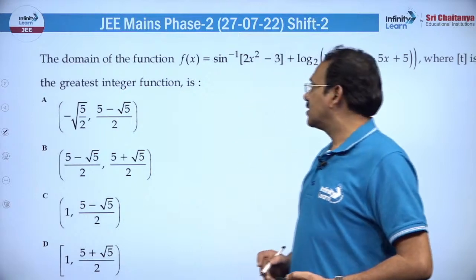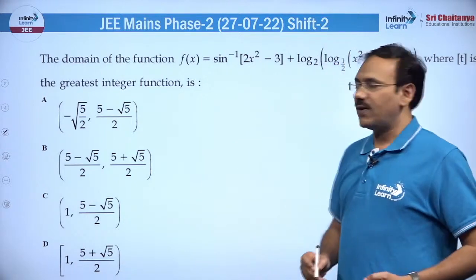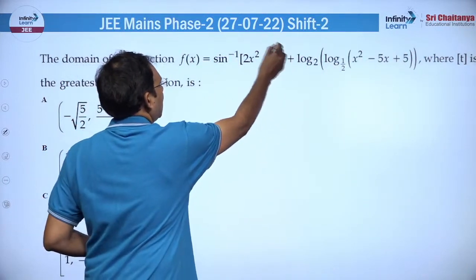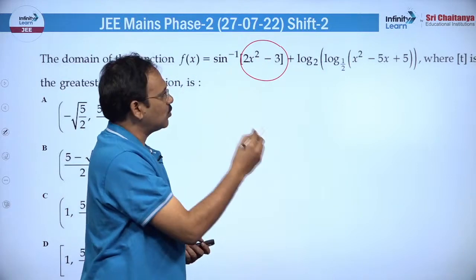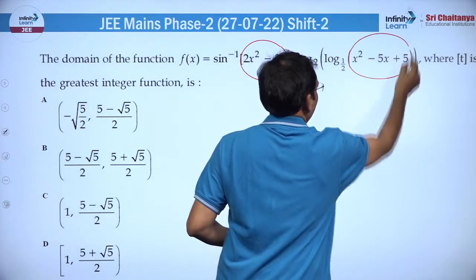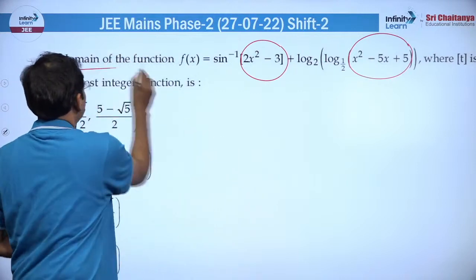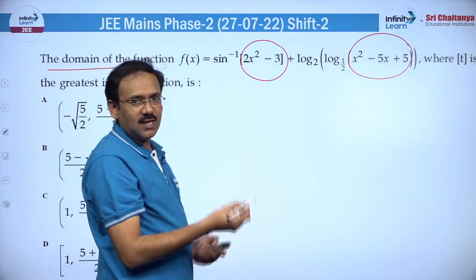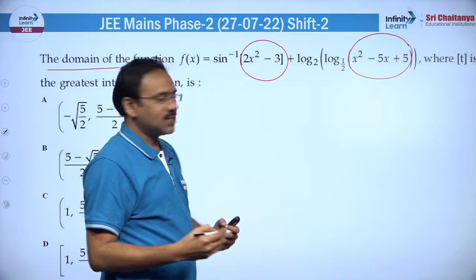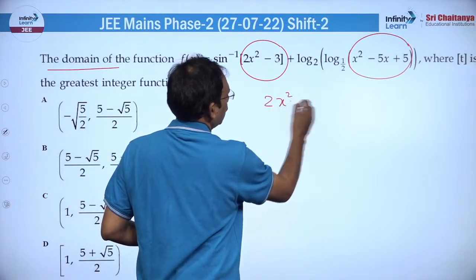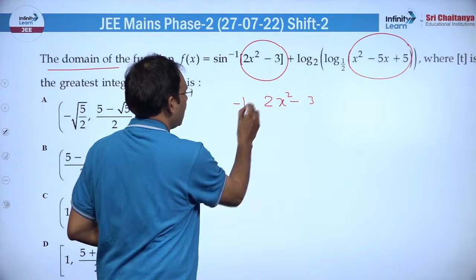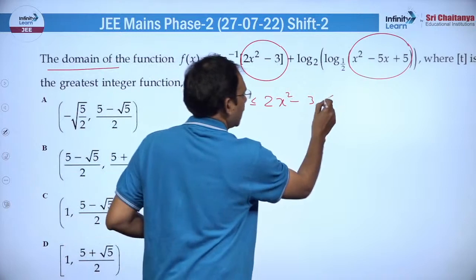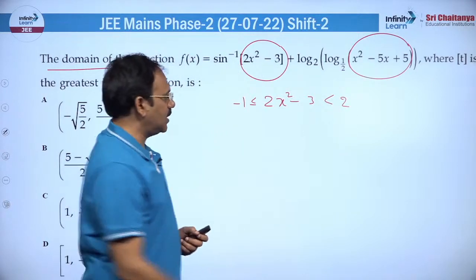Right dear students. The first question: the domain of the function f of x is sine inverse of step of 2x square minus 3 plus log base 2 of log half of this. Here very clear friends, we need to find the domain, that means you need to form the inequations. Sine inverse can take values only from minus 1 to 1. So first, this step of 2x square minus 3 can be minus 1, 0, 1 also. So I can take it less than 2. This is inequation number 1.